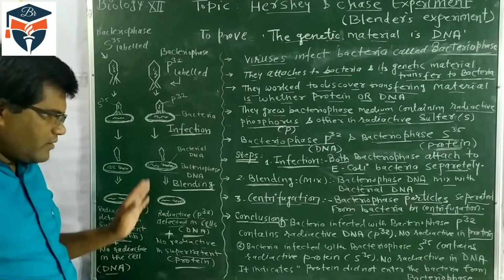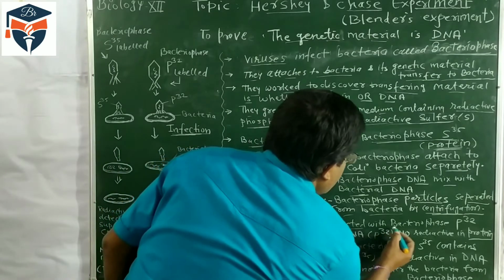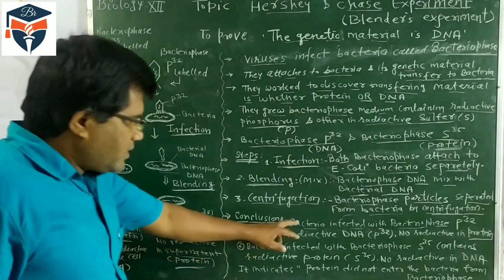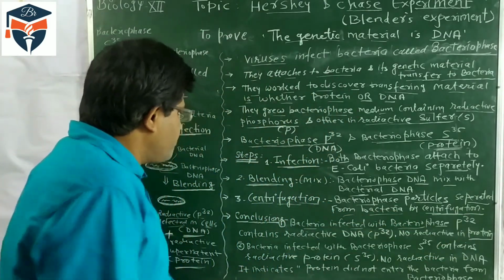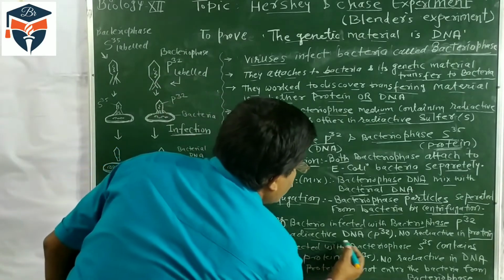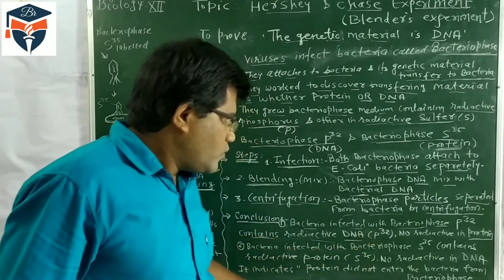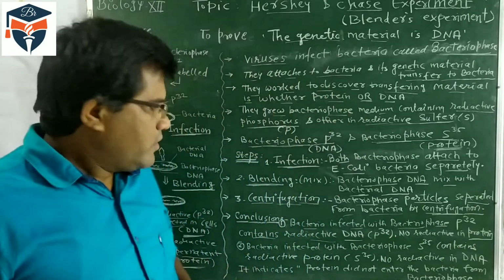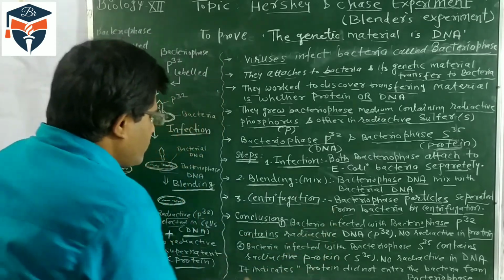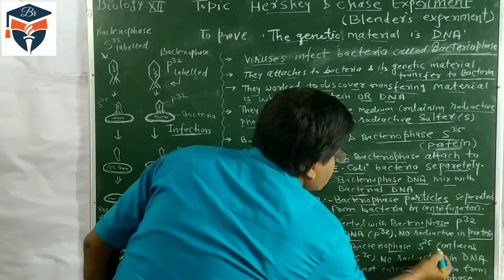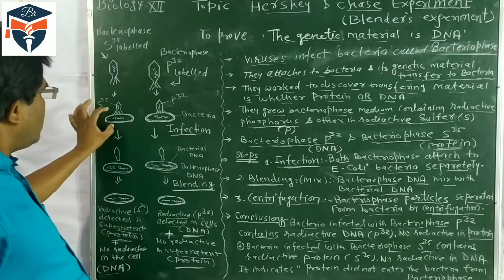So by this experiment, what conclusion did they give? The conclusion is that bacteria infected with the bacteriophage P32, radioactive phosphorus, contain radioactive DNA. It means the DNA has phosphorus-32 but there is no radioactivity in the protein. So here the DNA is transferred. Second, bacteria infected with the sulfur-labeled bacteriophage.